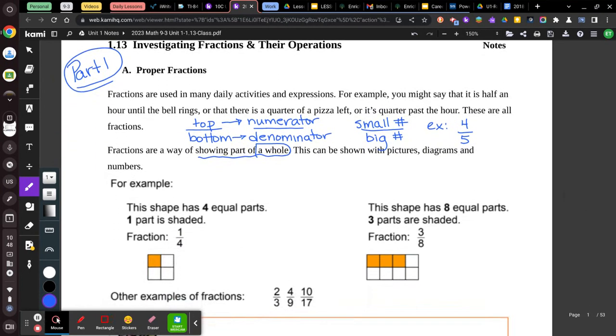So if we take a look at the pictures, there's many ways we can describe fractions. One way is using pictures. When we look at this picture, it says this shape has 4 equal parts. So they made a square, and it's got 4 equal parts. One part is shaded. So what we've got is the shaded part on top of the whole. How many of them make up the whole object? Well, 4 of them make up the whole object, and since 4 of them make up the whole object, 1 of them is shaded. So that's what's going on with that.